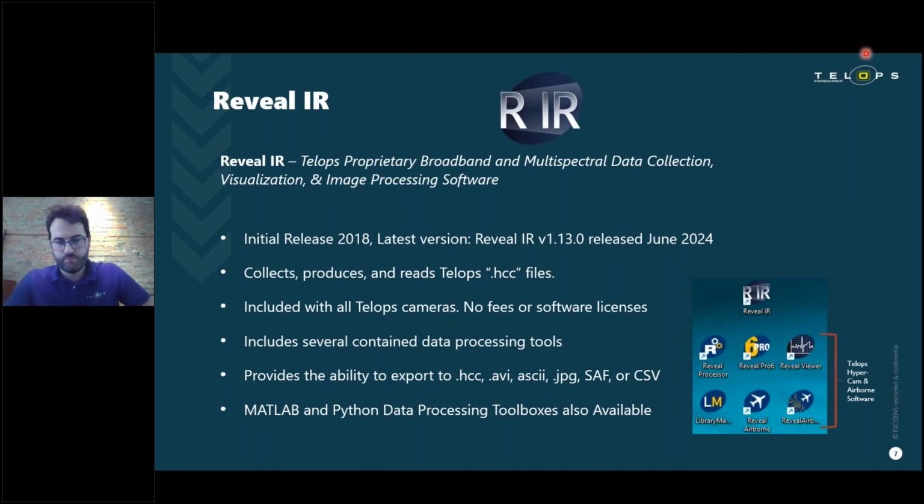And included in Reveal, in addition to the general data viewing and file producing capabilities, there are several self-contained data processing tools, which I'm going to show a few of a little bit later. And again, you can export to the HCCs as well as movie files, AVIs, ASCIIs, JPEGs, SAF, or CSV files as well. And finally, although I won't cover it today, we do have the ability to export into MATLAB and Python with our data processing toolboxes. They can take the HCC files and bring those into MATLAB and Python very easily. So a lot of folks like that as well.